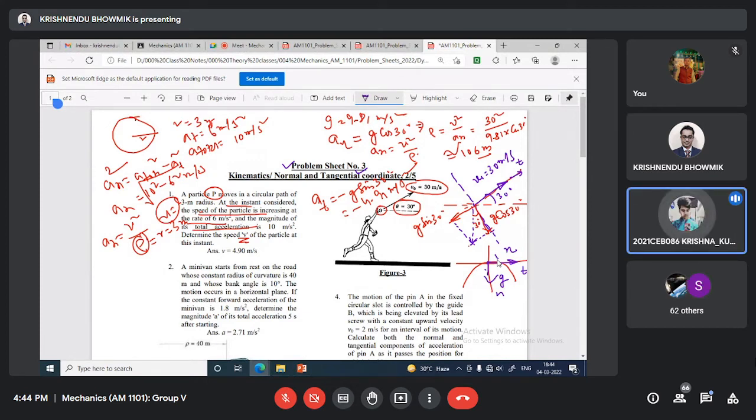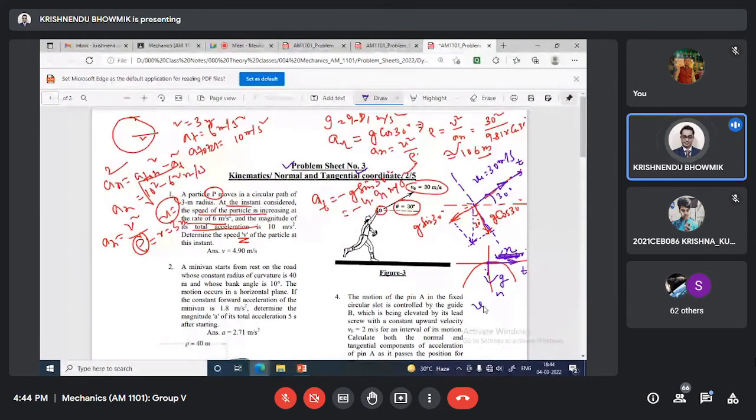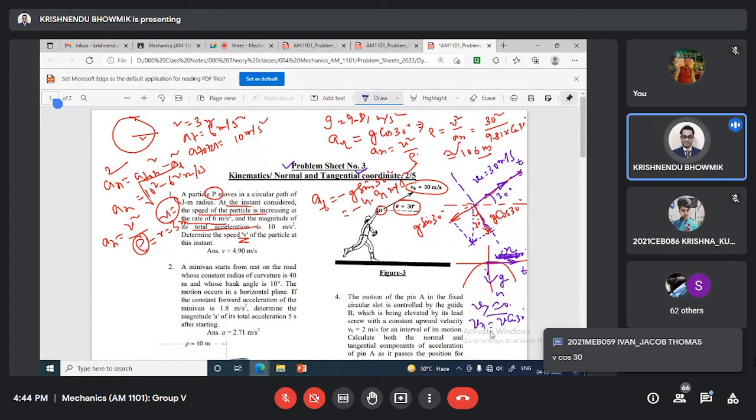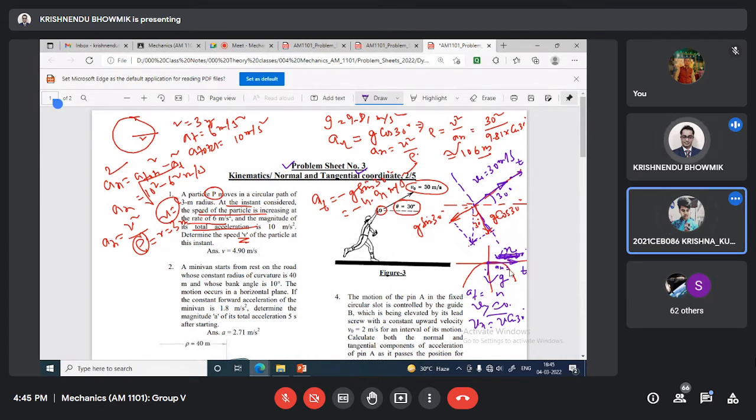So it will be V cos 30. No, here no. You told one thing, that is correct. Actually, Vy will be 0 and Vx will be V cos 30. Very good. Vy will be 0 and Vx will be this. And what will be AT? See, AN equal to G, and AT will be 0. That's why it has been asked.